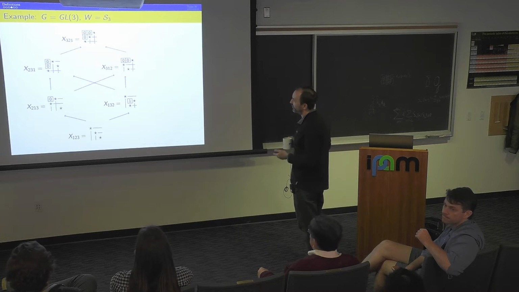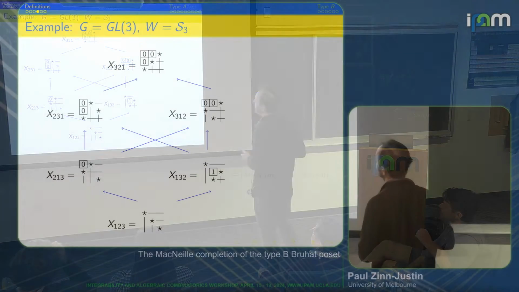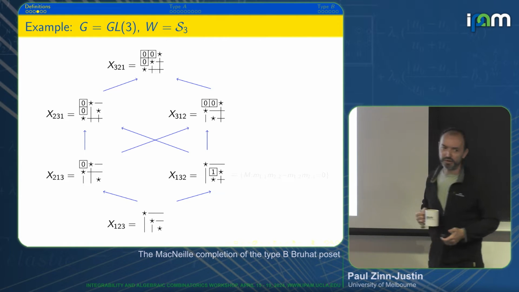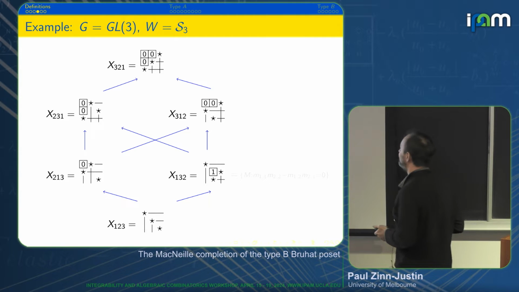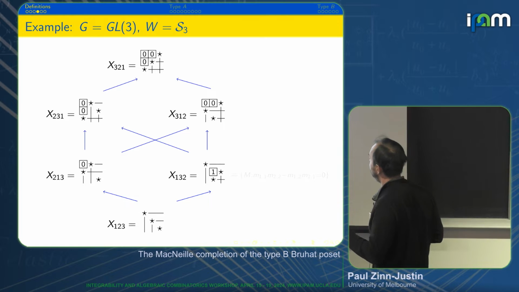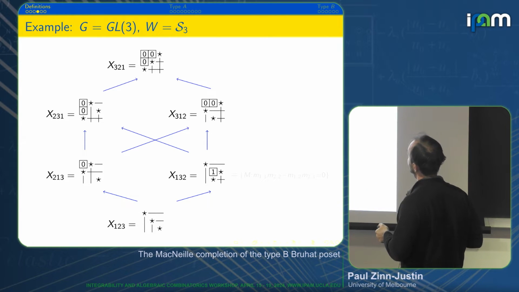So let's go through an example, which is the example of GL3 and S3. In all these cases, you can really write explicitly what all these X's are, right? They're subsets of GL3, so invertible matrices, and they have to satisfy certain properties, because they're in some orbit of some permutation matrix.